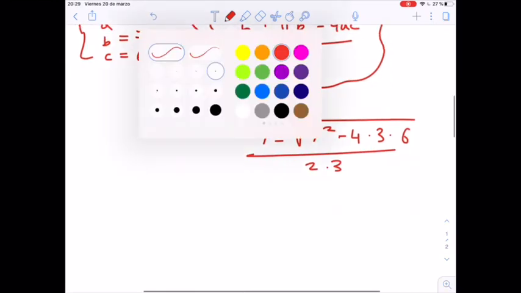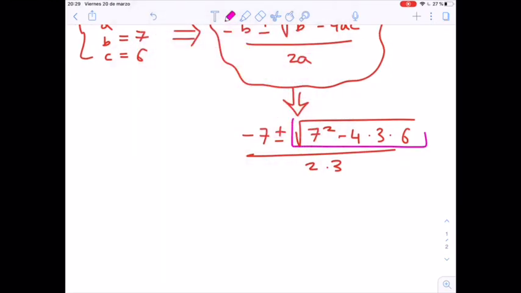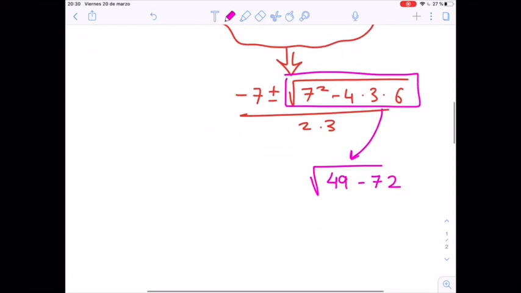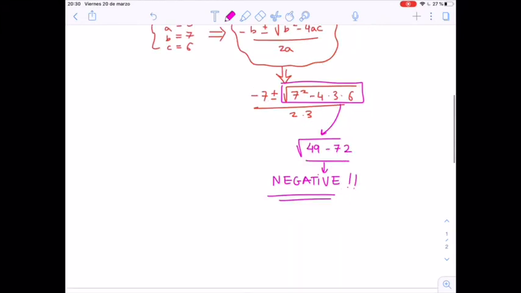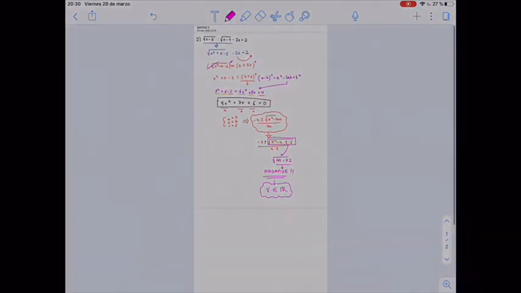But very soon we face a problem. When we start operating, we bump into an error. The number inside the square root is negative, so the expression is not defined in the set of real numbers.